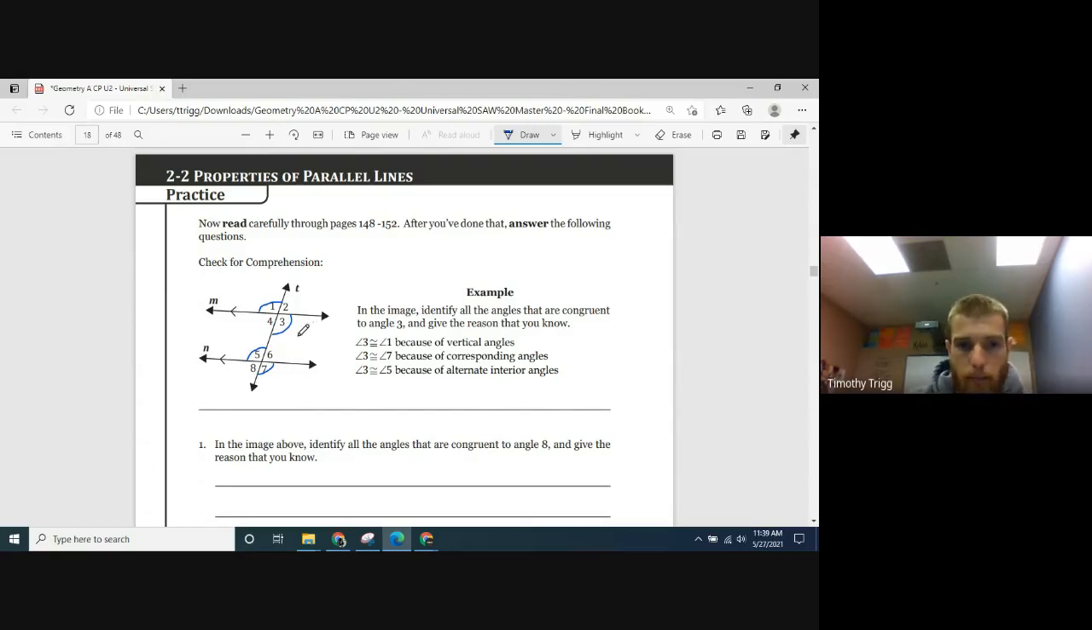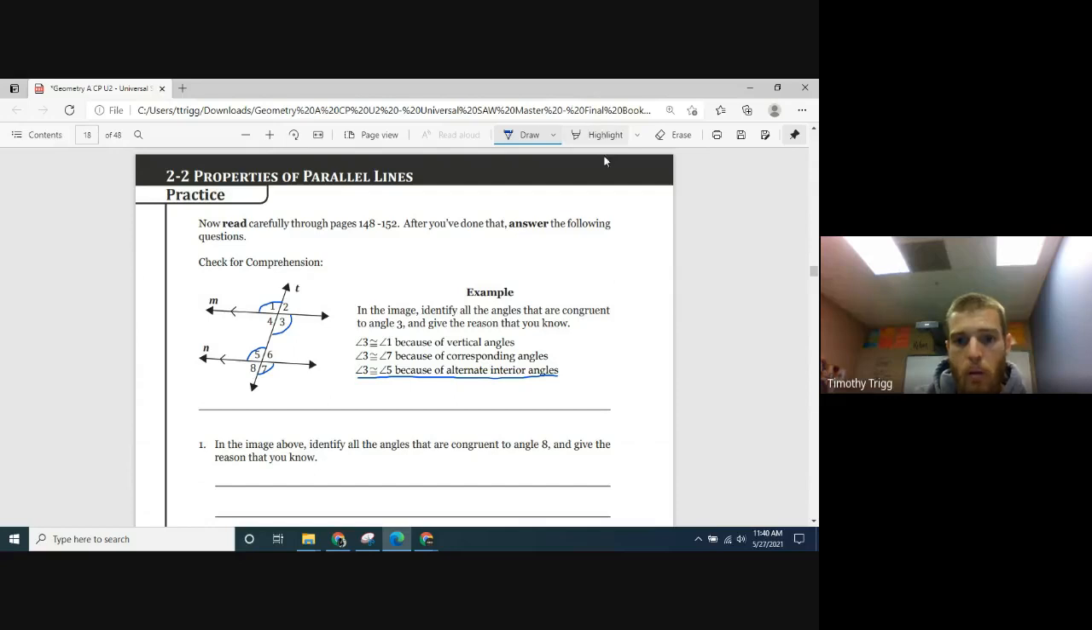Now, what are the reasons? For the reasoning, because it says give the reason you know for each one, the reasoning has to do with the relationship to angle 3. So what's the relationship between angle 3 and angle 5 in this case? Well, I hope you can see that these are alternate interior angles. So angle 3 is congruent to angle 5 because they are alternate interior angles. Basically we're just putting what it's congruent to and how we know, the relationship between that angle and the other.